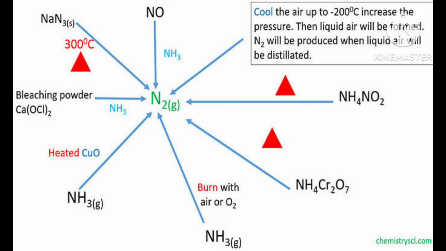Now I am telling you important things. In accordance with Le Chatelier's principle, high pressure would favor the formation of ammonia. Why? In N2 plus 3H2, the reactant side has a total of 4 moles: 1 mole N2 and 3 moles hydrogen. But in the product you are getting 2NH3, meaning 2 moles.